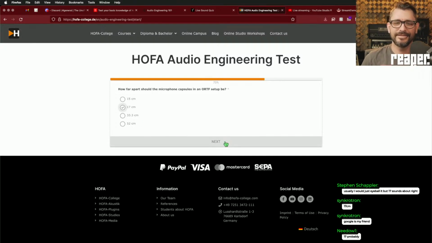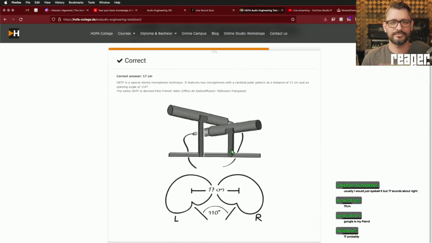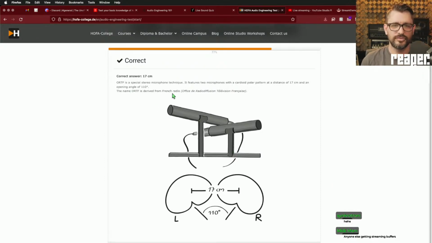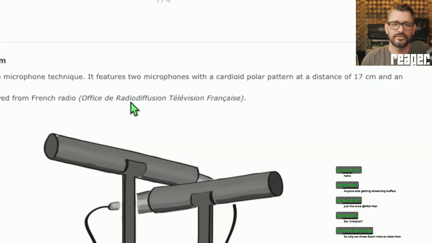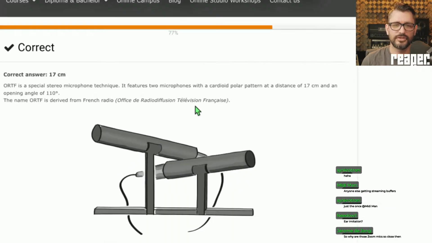Oh, you cheated. It's 17. I would say 17. Yeah. ORTF is a special stereo microphone technique. It features 2 microphones with cardioid polar pattern at a distance of 17 centimeters and an opening angle of 110 degrees. I said 90 to 120. 110's right in the middle there. ORTF is derived from the French radio, Office of Radio Diffusion Television in French. So that's what ORTF stands for.